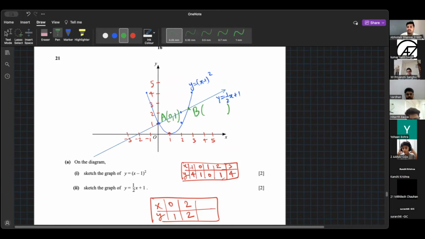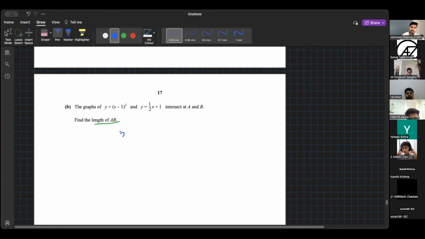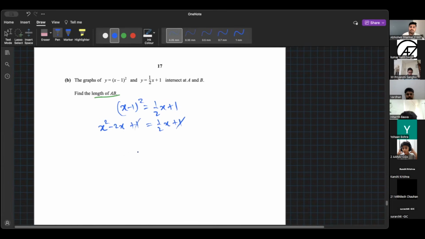Coordinate of B we have to figure out. So can we use the substitution method? Can we write (x minus 1) the whole square equals half x plus 1? And then apply the method a square minus 2ab plus b square, which equals half x plus 1. Plus 1 will cancel out. We'll get x square minus 2x minus half x equals 0.